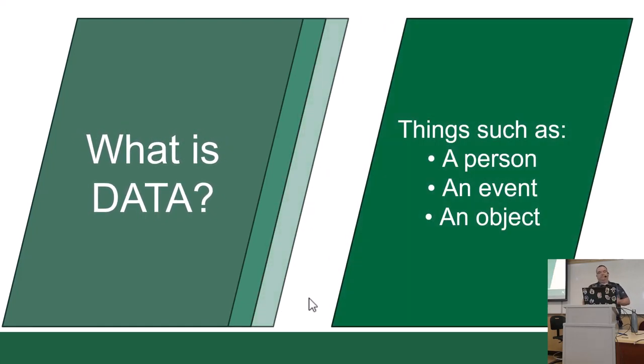So, as I said, it could be a person, an event, an object. Those are most of the major things we collect when we talk about data. Usually we collect data about people, students, for example. You're all a thing as far as computing is concerned. Events: a class, you're attending a class, it's an event. An object: you're sitting in a classroom, so there's an object involved in all of this.